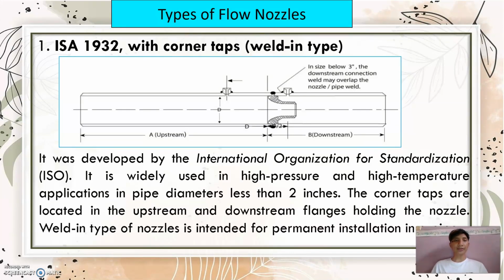Types of flow nozzles. Number 1, ISA 1932 with corner taps, welded-in type. It was developed by the International Organization for Standardization (ISO). It is widely used in high pressure and high temperature applications in pipe diameters less than 2 inches. The corner taps are located in the upstream and downstream flanges holding the nozzle. Welded-in type nozzles are intended for permanent installation in a pipe.